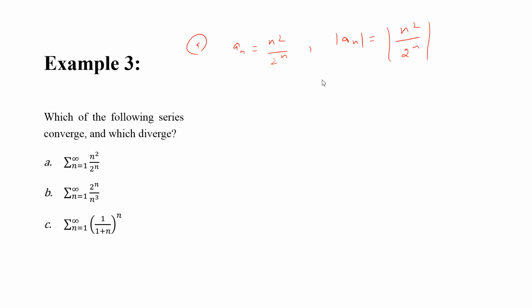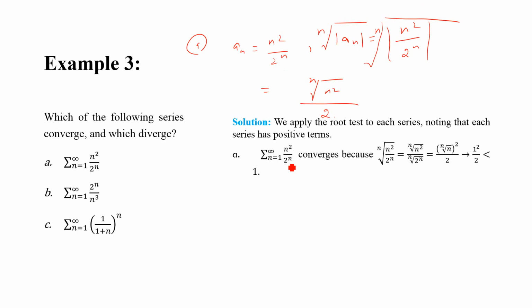and as n approaches infinity, now we have to take the root. So what is going to be the nth root of this? So this is going to be (nth root of n) squared divided by 2, right? So as n approaches infinity, we are going to have 1 over 2, which is less than 1. So this means the series is convergent.